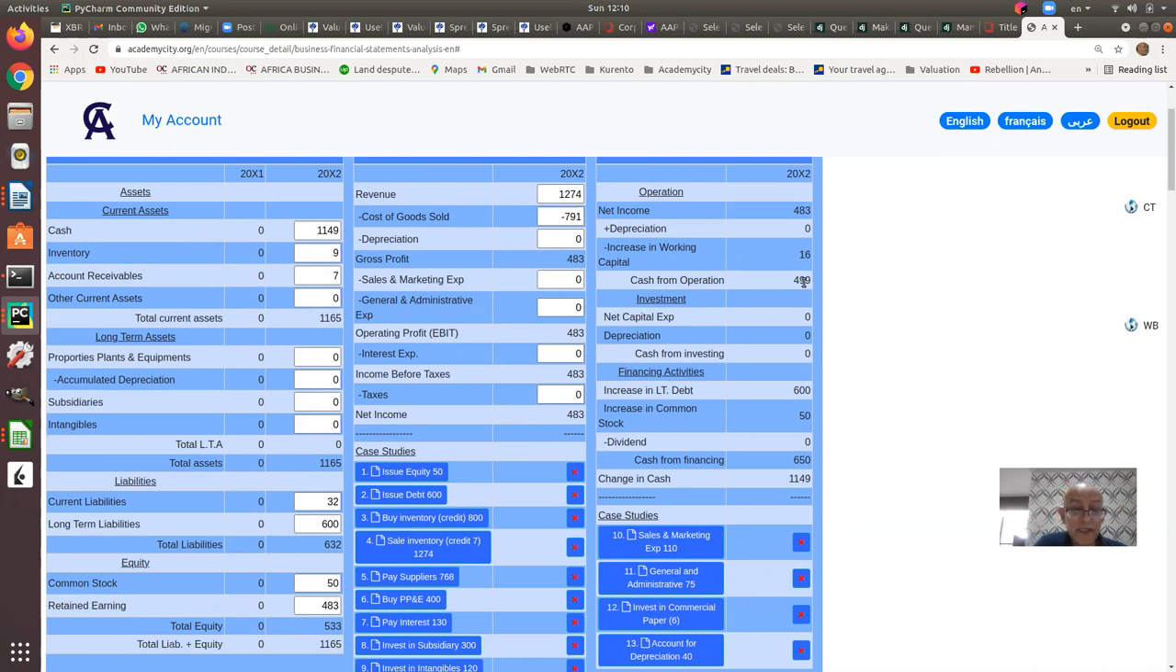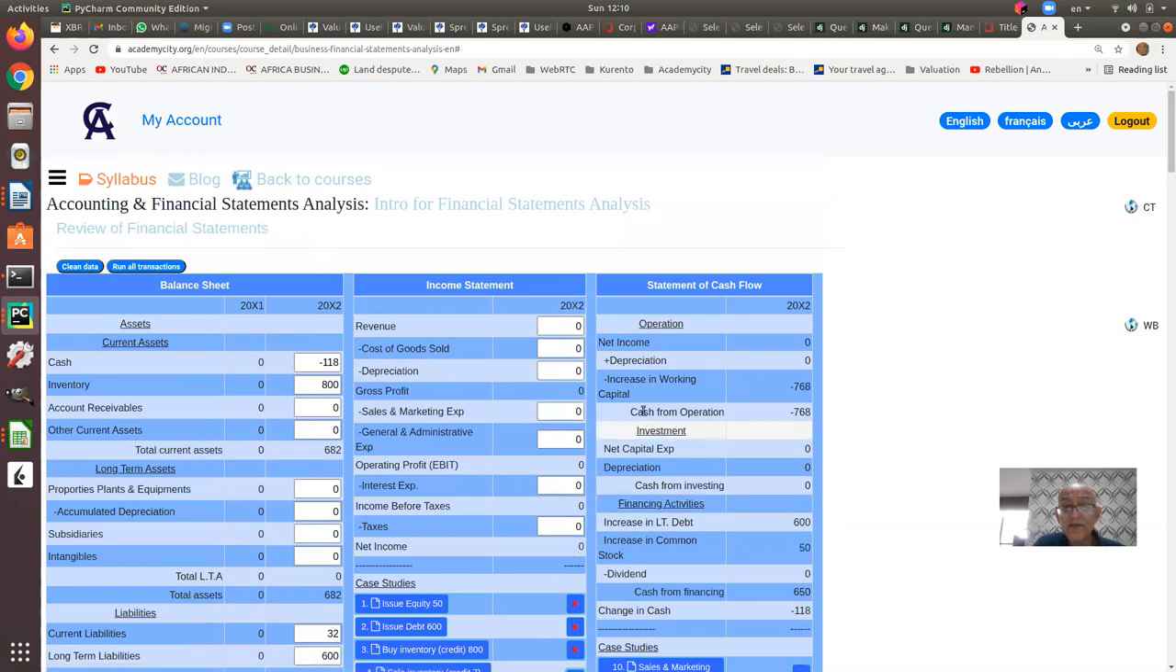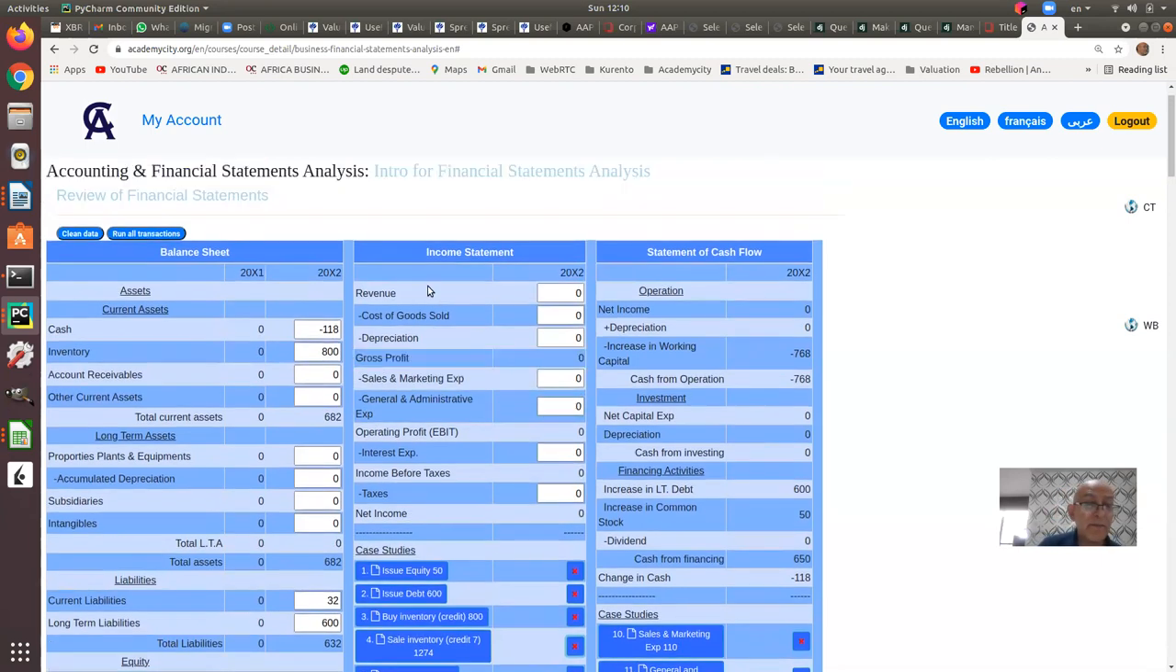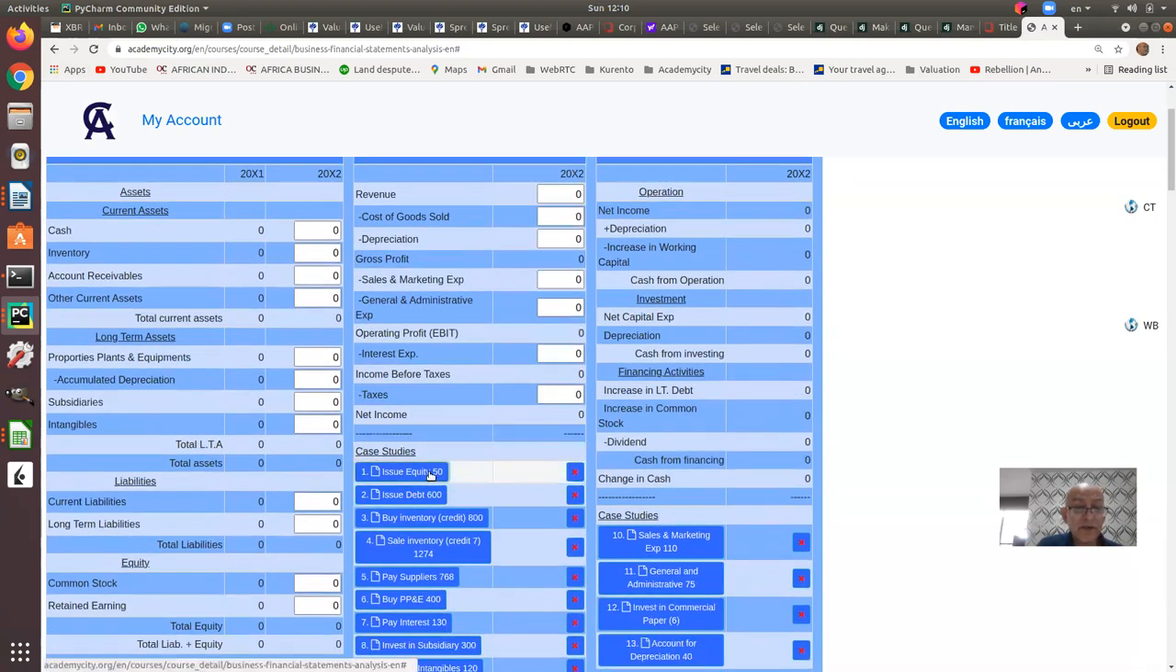By the way, if you click on this little X, it will remove that transaction. I removed that transaction. Before paying the suppliers, had the money. Well, I screwed it up, I think. Let me restart it. Sorry. I screwed up. I don't know why. I did the hard things.